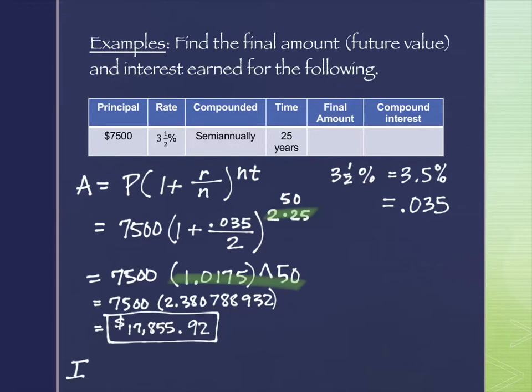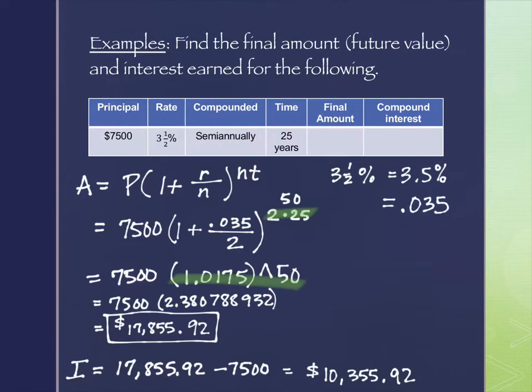To find the interest, we simply take the total amount and we subtract off the original that we invested, the 7,500. So if I subtract 7,500 from this, I have an interest amount of 10,355. And that is the time value of the money I left in the account and didn't touch.